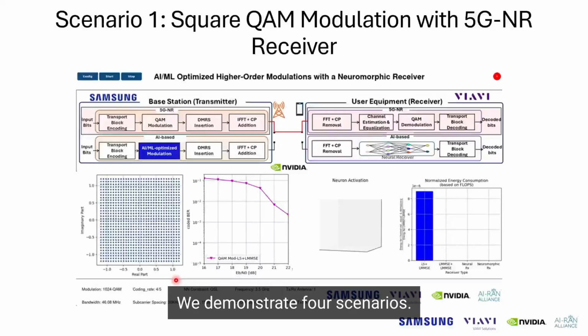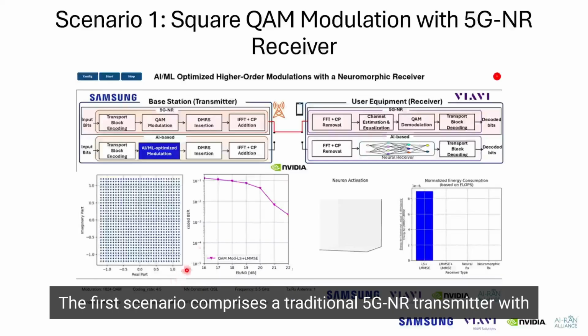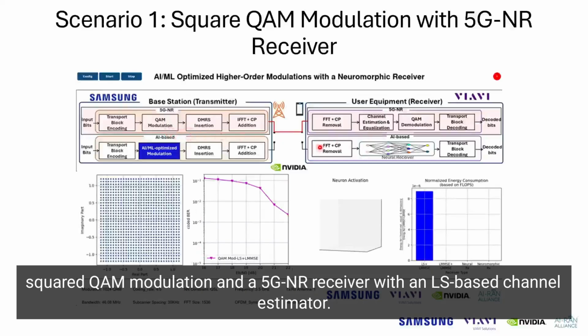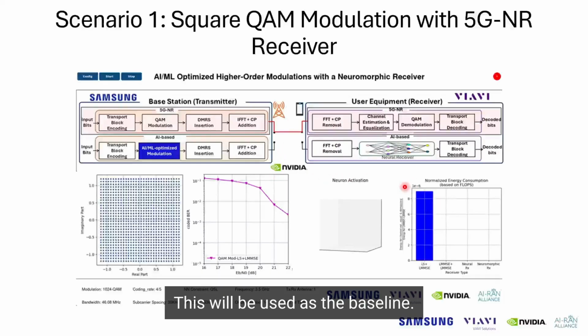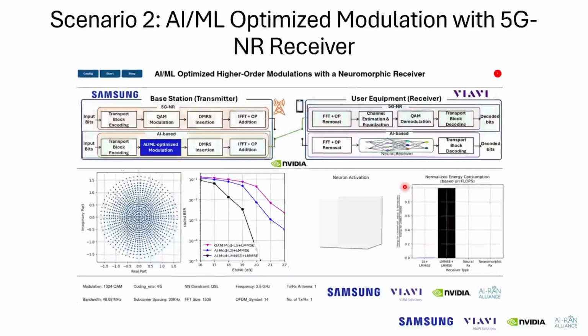We demonstrate 4 scenarios. The first scenario comprises a traditional 5G NR transmitter with square QAM modulation and a 5G NR receiver with an LS-based channel estimator. The LS utilizes minimal energy consumption with reasonable performance. This will be used as the baseline.